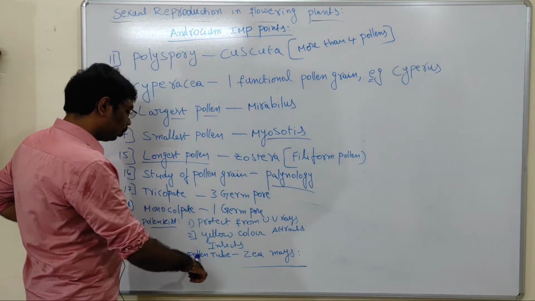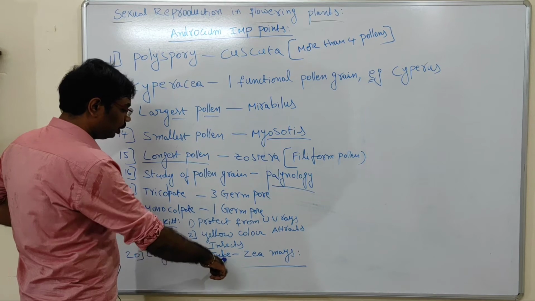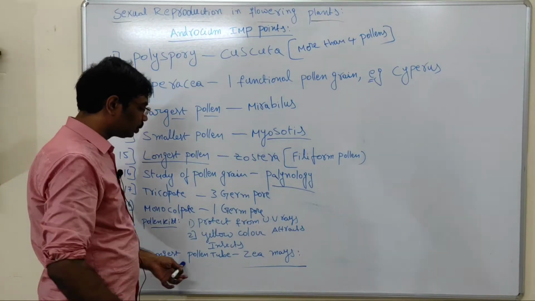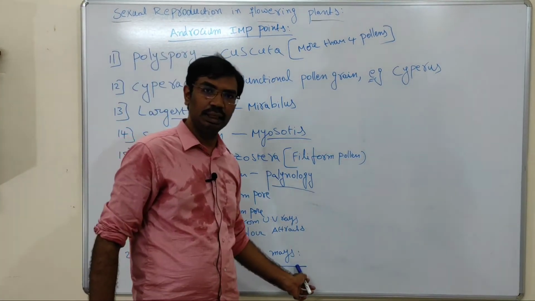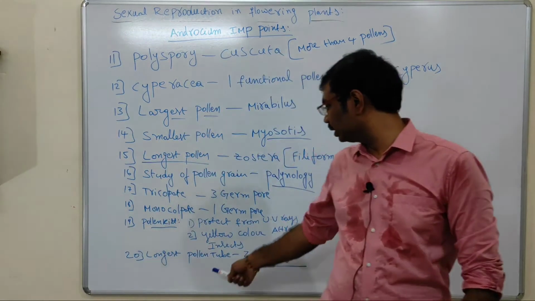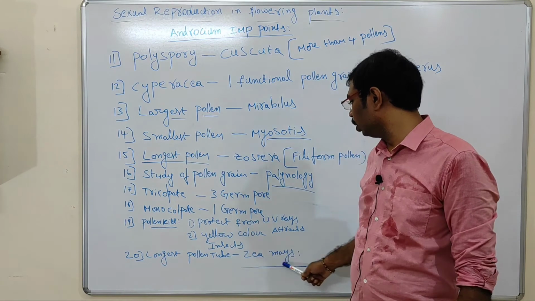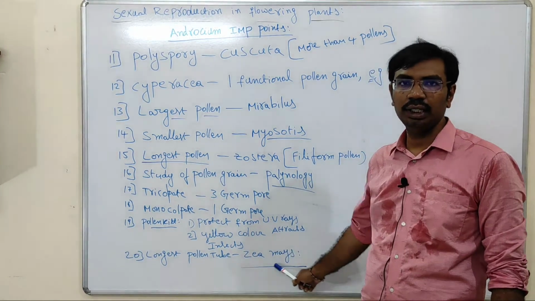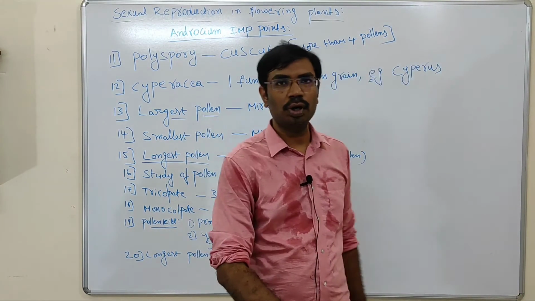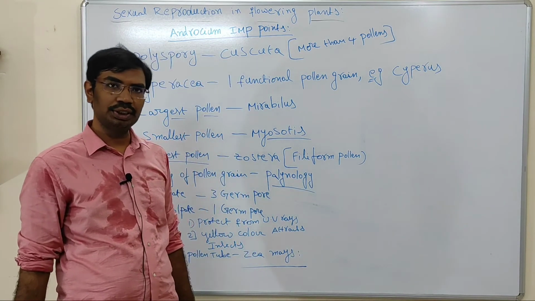Okay, then the longest pollen tube. Where is the longest pollen tube present? The longest pollen tube is present in Zea mays. So Zea mays contains the longest pollen tube. So these are the golden points about androecium structure.